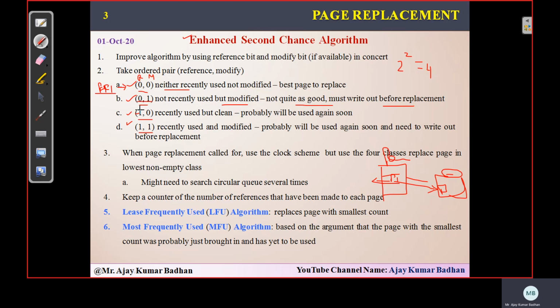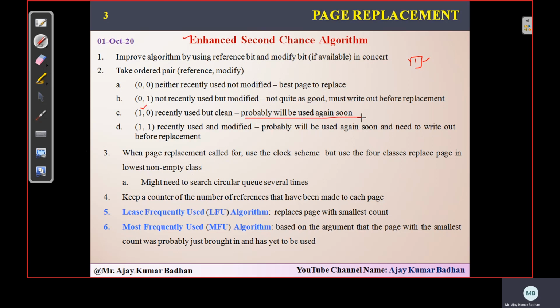Next one is 1 comma 0, where 1 represents the reference bit, meaning it is most recently used, just now it has been used. It is used but there are no modifications done to it. And moreover, if you remember the second chance algorithm, what did we say? If the reference bit is set to 1, we give a second chance. If the reference bit is 1 here, we will be giving a second chance. Probably it will be used again soon. Why is it saying that? Because the reference bit is set to 1. So this will be given a second chance in order to execute it. Okay, I hope it's very clear.